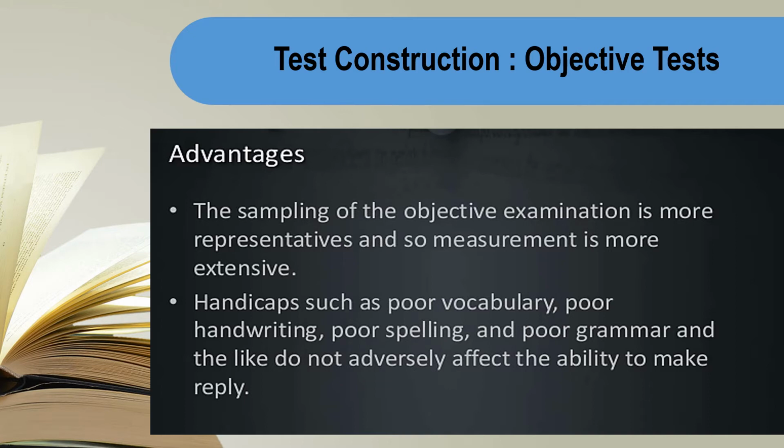Now, first, let's talk about the advantages of objective test. It says here, the sampling of objective examination is more representative and so measurement is more extensive, meaning to say, the more that we use objective type of test, we can measure all levels of Bloom's taxonomy from knowledge until evaluation.